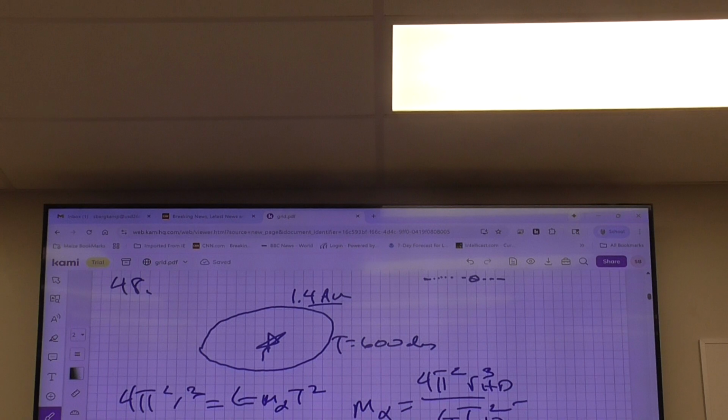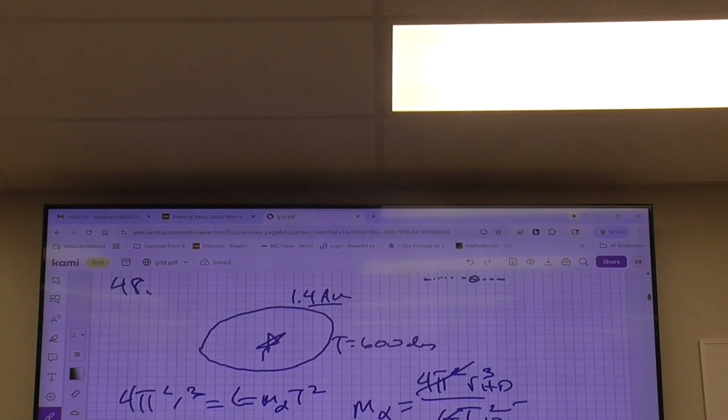Earth. Let's pick Earth. That seems reasonable. So this is going to be the radius of Earth cubed over G times the period of Earth squared. Okay? Now again, what can we drop out? 4 pi squared over g, that all goes away. Okay? Don't have to worry about that. Those all go away.